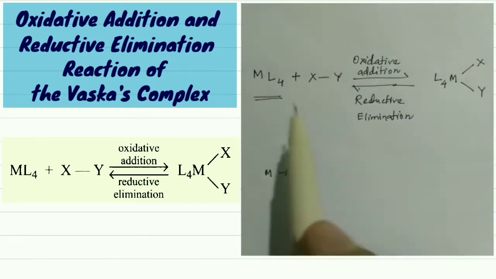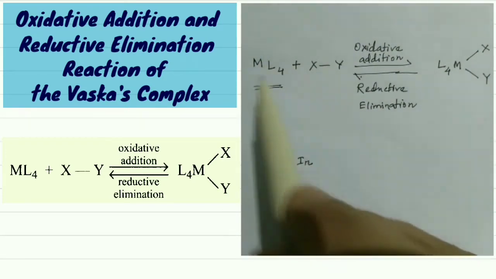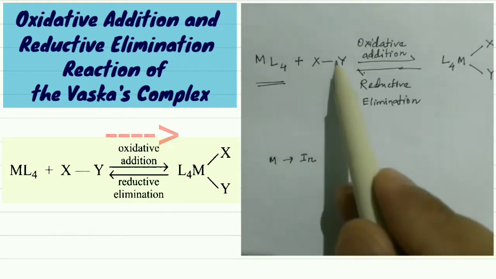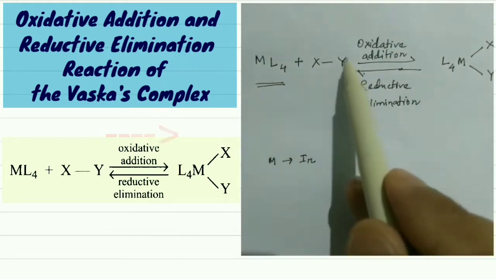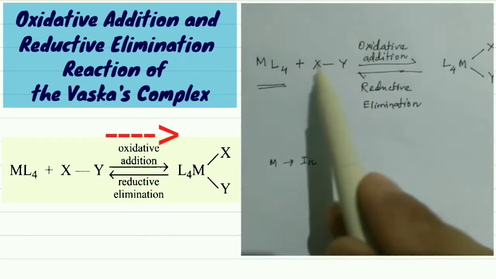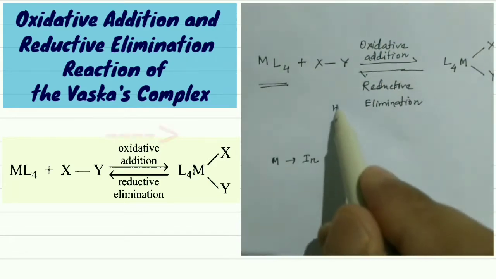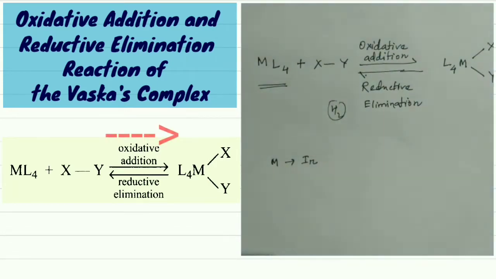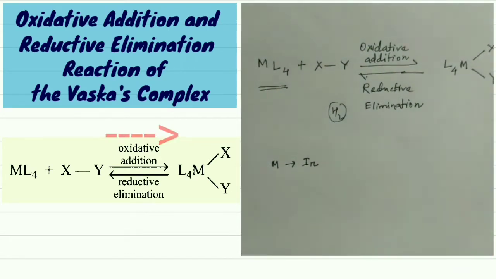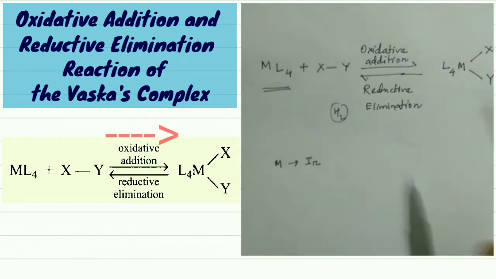So this Vaska's complex, this 4-coordinated complex, is going to react with some molecule having two ligands. Let's suppose this is hydrogen. It can react with hydrogen, or it can even react with oxygen also. So XY may be anything: it may be hydrogen, it may be oxygen, or anything.